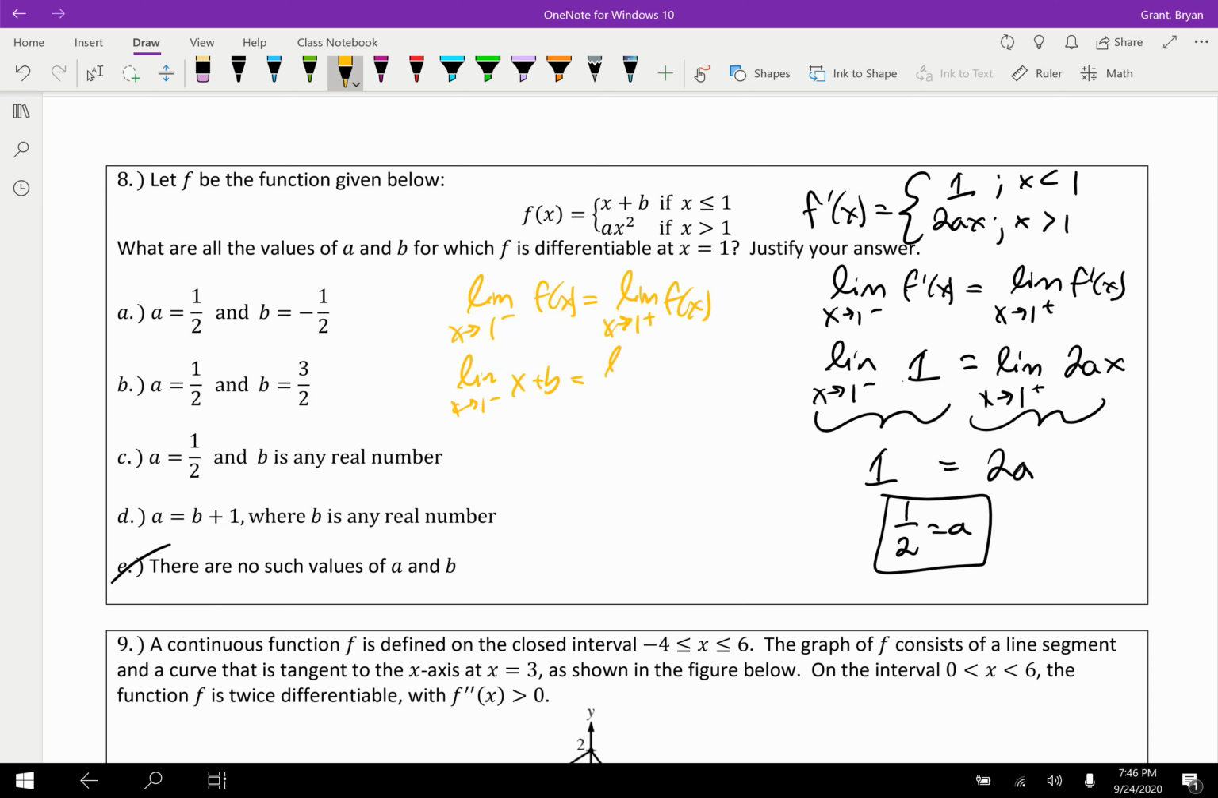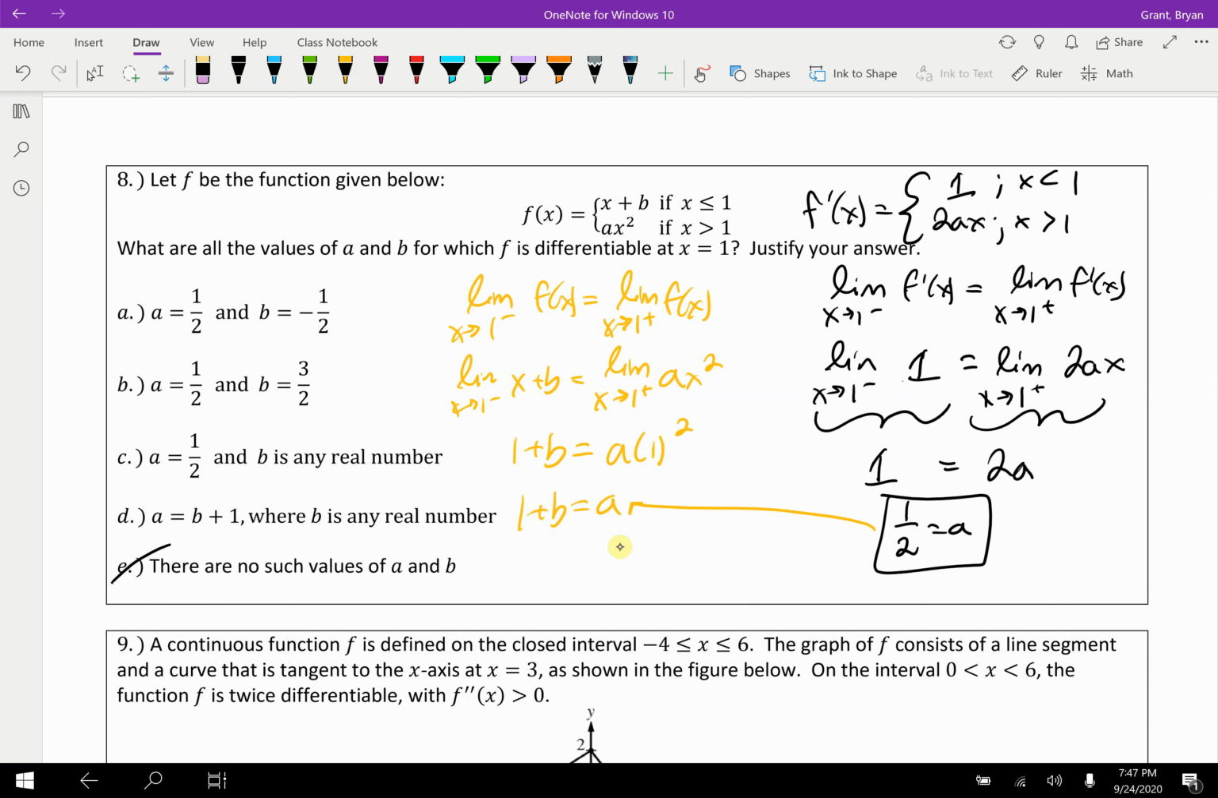My handwriting gets sloppy the further we go down, but I don't think you need it to be perfect for this part. Ax squared. Substitute in 1, we get 1 plus b equals a times 1 squared. That's just a, isn't it? 1 plus b equals a, but wait, we know a, right? That's where they got this piece.